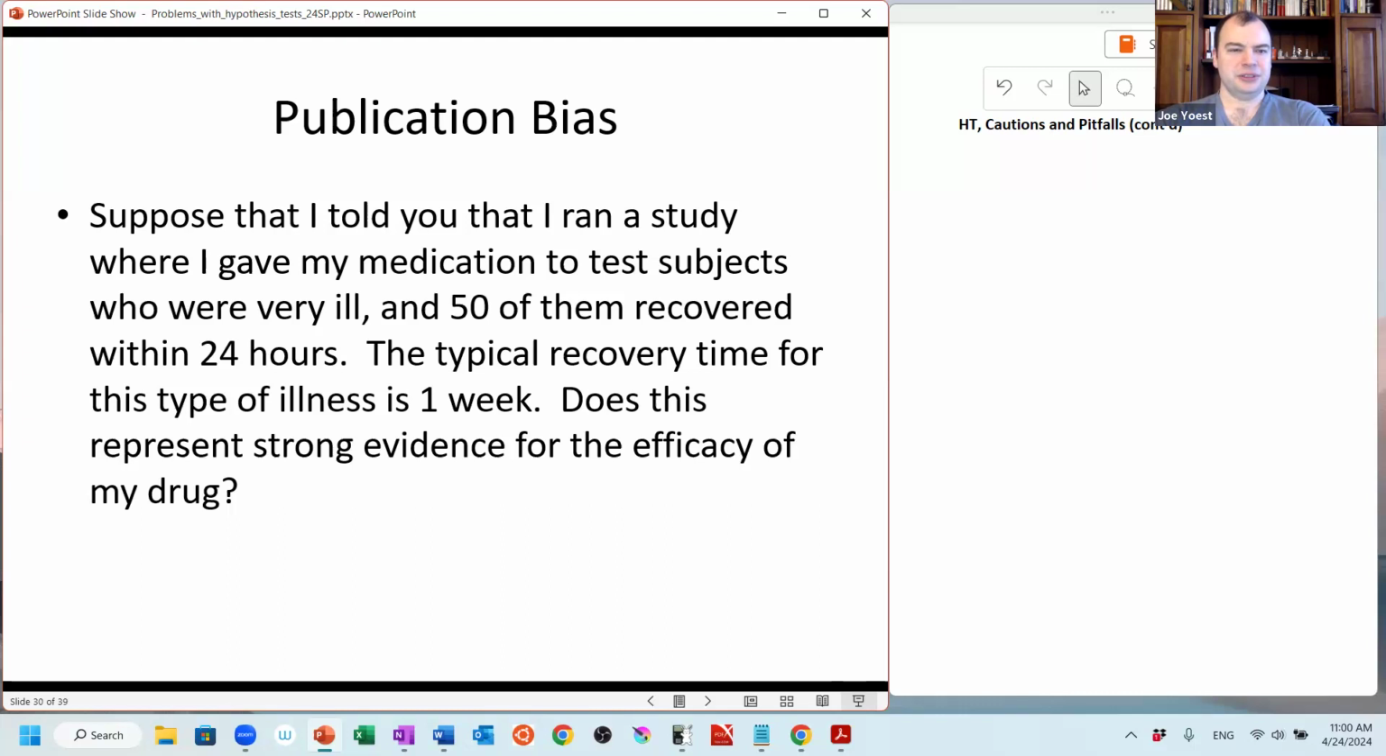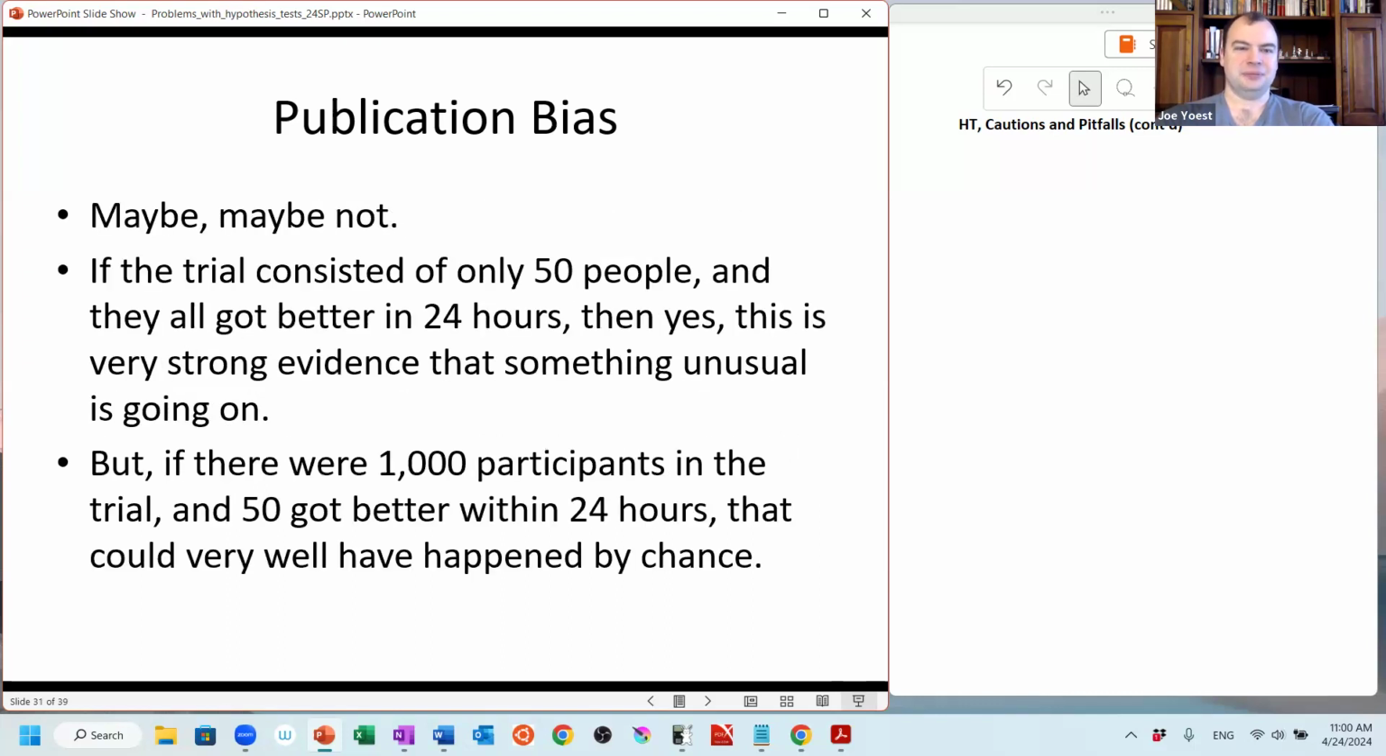Now, if I told you this, I gave my medication to some test subjects, 50 of them recovered within 24 hours, I think just about everybody would have the same question. Well, if 50 out of 50 people got better in 24 hours instead of a week, I think it's pretty obvious this is very strong evidence that my drug seems to be effective, or at the very least that the trial that I'm doing with my drug seems to be effective. Maybe it's a placebo thing or whatever, but there's something unusual going on. If there were 1,000 participants and 50 of them got better within 24 hours, it kind of seems like that might have happened by chance.